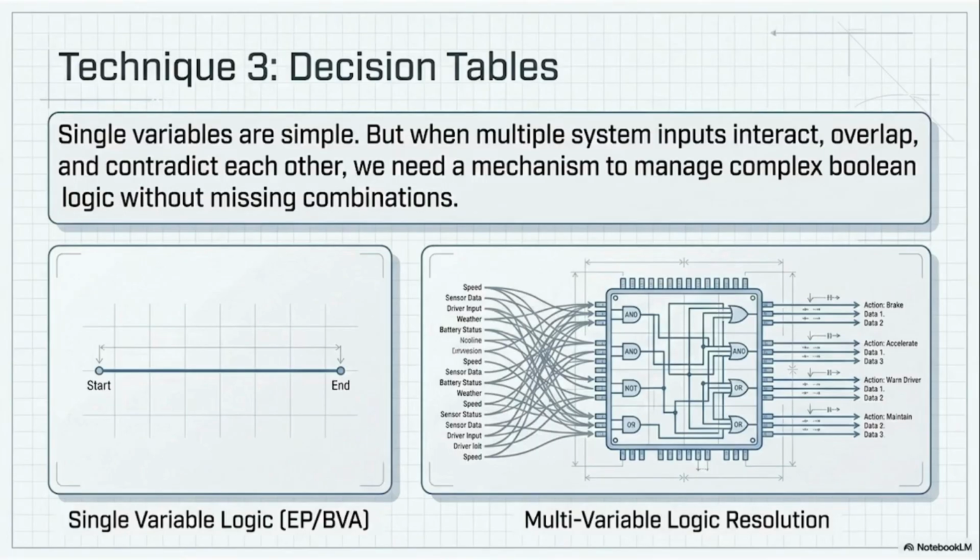While EP and BVA work well for single variables, we need decision tables when multiple system inputs interact or overlap. So many conditions are met, let's say. This technique provides a mechanism to manage complex Boolean logic, meaning true or false conditions, ensuring that we never miss a combination of conflicting rules.